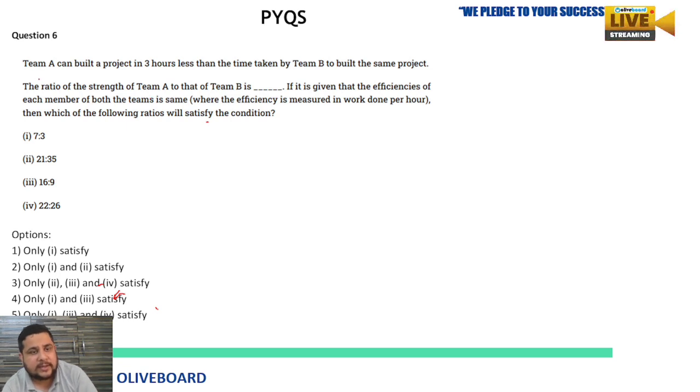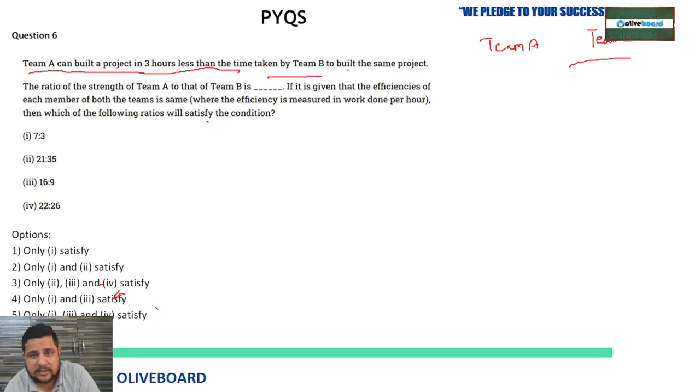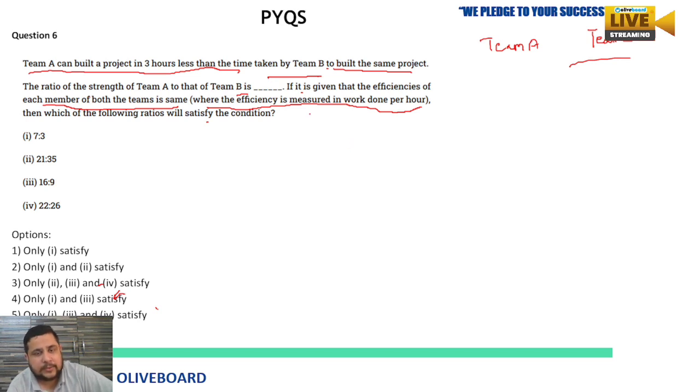Okay, here you can see team A can build a project in 3 hours less than the time taken by team B. So there is a team A, team B again. This is from the time and work chapter. Team B builds the same project. The ratio of strength of team A to that of team B is blank, if it is given that the efficiency of each member of both teams is the same. This is the most important thing here, where efficiency is measured in work done per hour, and they have given us the time difference also, 3 hours.